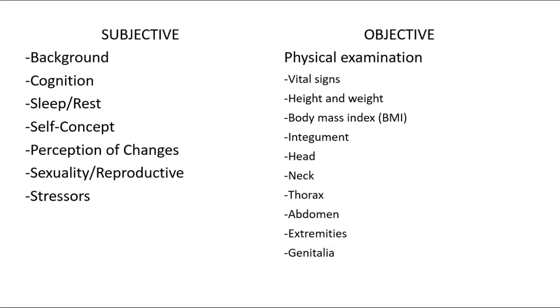Their head, looking for, again, growths, abnormalities, enlargement of the neck, any changes in the thorax, abdomen, extremities, genitalia. Do they have a rounded center and very thin legs? Is the genitalia of normal size and shape for their stated age?